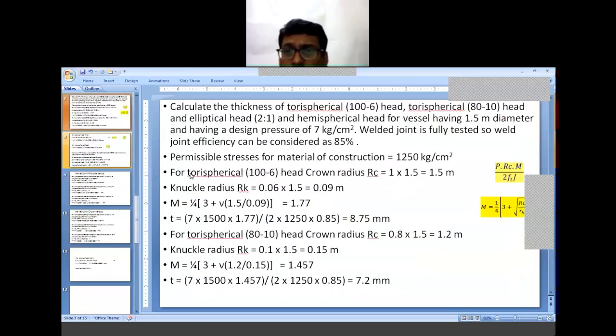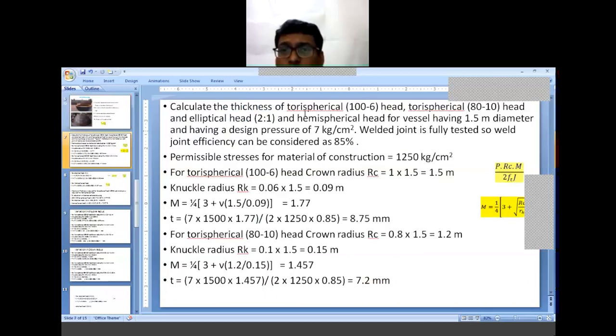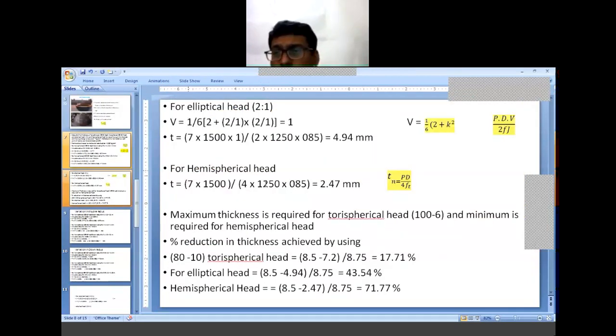Then coming to the next variation, that is the hemispherical head. For the hemispherical head, your basic formula is thickness equal to PD upon 4Fj. You know the pressure as 7 kgs per centimeter square, the vessel diameter is 1.5 meter, that is 1500 millimeters, and 4 times F into the stress value. So that comes as 2.47 millimeter.